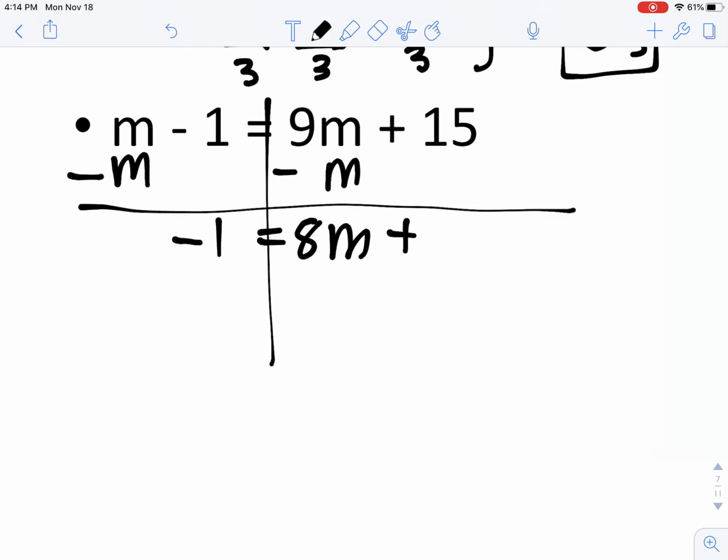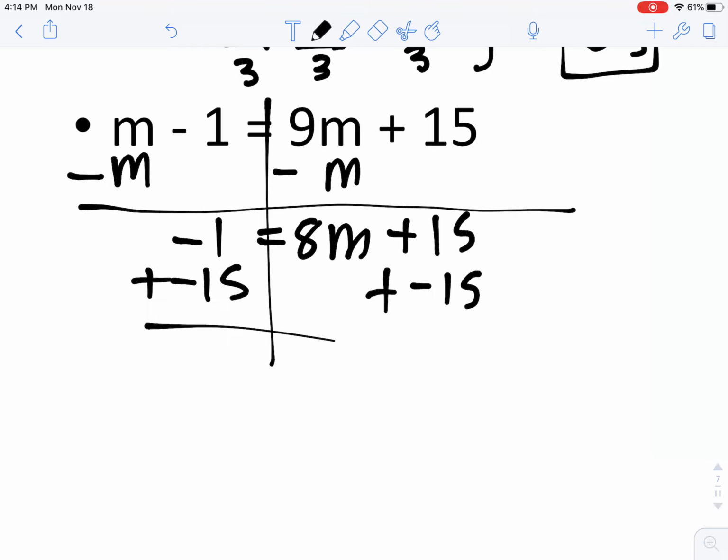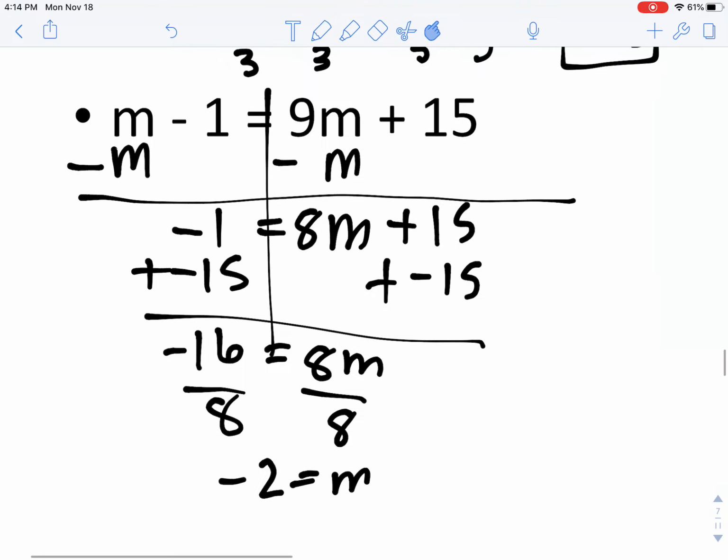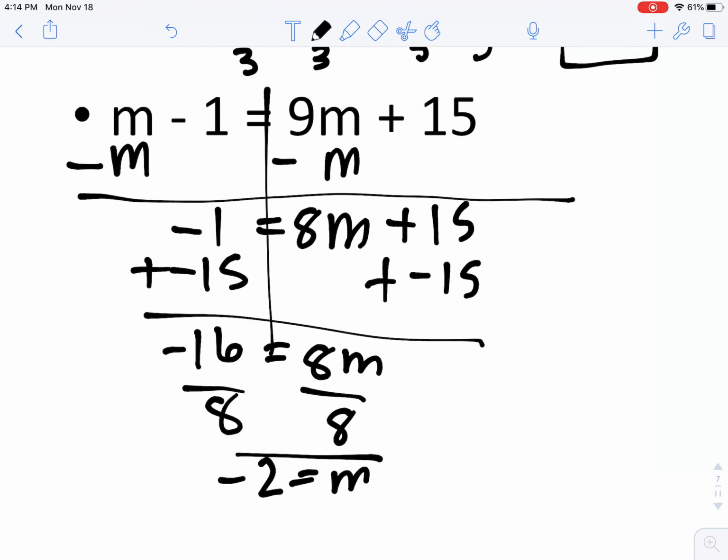So we'll get 8m plus 15. Trying to get that m by itself, so I'm going to add a -15 to both sides. And I get 8m equals -16. I'm then going to divide both sides by 8, and I get m equals -2. And I will circle my answer.